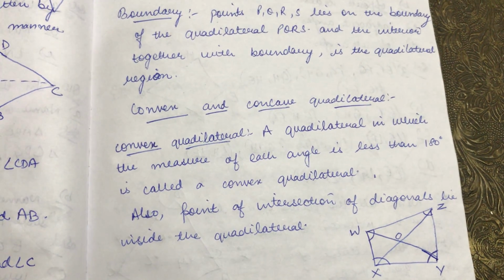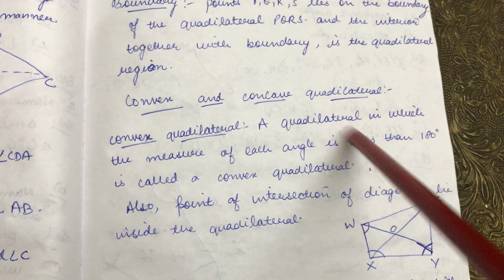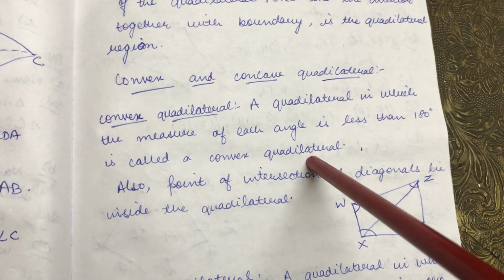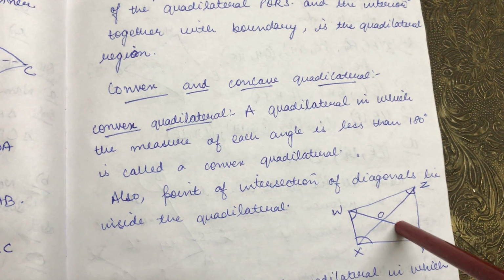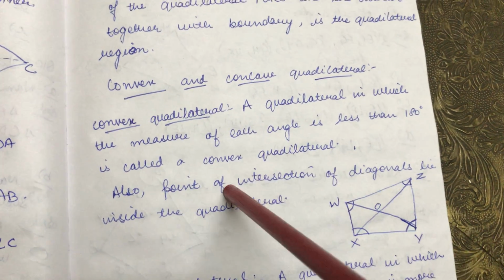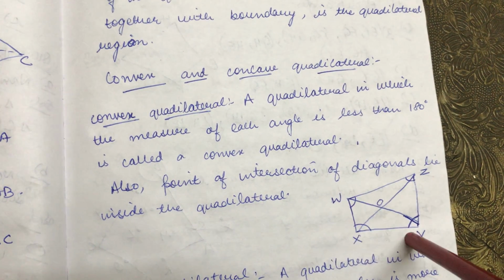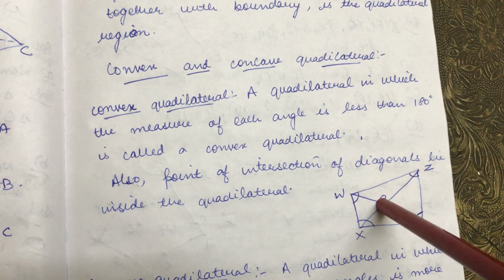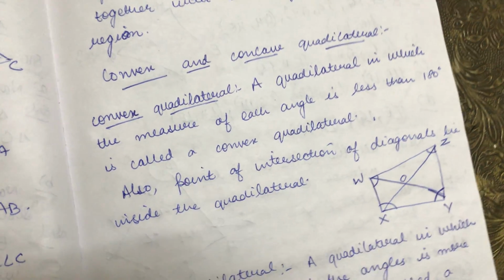Next we have convex and concave quadrilateral. What is a convex quadrilateral? A quadrilateral in which the measure of each angle is less than 180 degrees is called a convex quadrilateral. So it means each of the angles should be less than 180 degrees, then that quadrilateral is a convex quadrilateral. And also the point of intersection of diagonals in the convex quadrilateral lies inside the quadrilateral. It means the point where the diagonals meet each other is always in the interior of the quadrilateral.